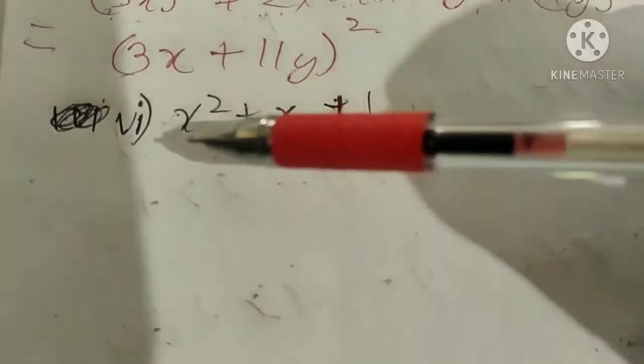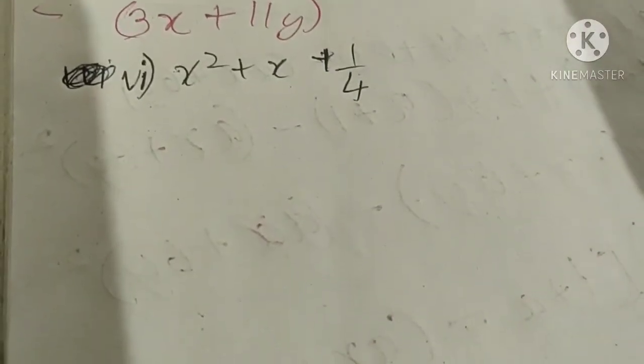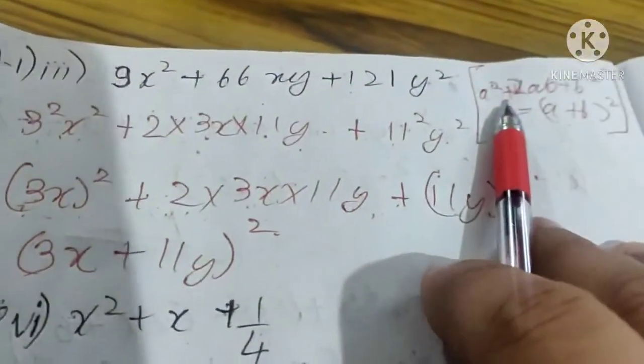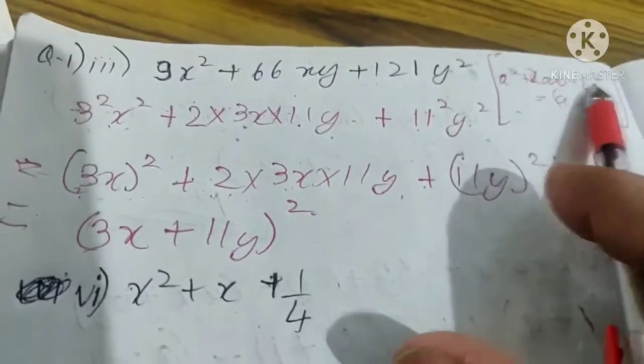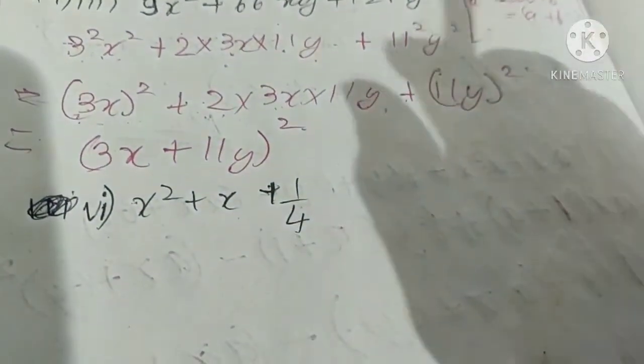So our next question here is x square plus x plus 1 by 4. It has 3 terms again and all the terms are positive, so it might be using the identity a square plus 2ab plus b square equals a plus b to the power 2. Now we have to check whether the identity is being applied or not.